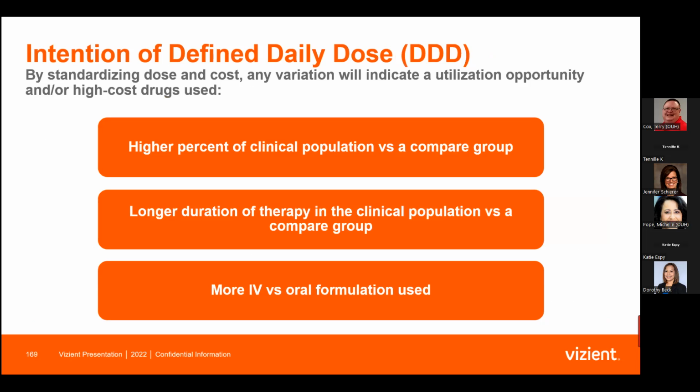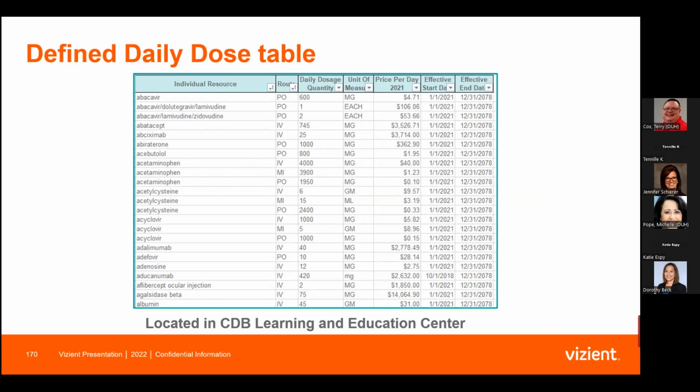And these are the use case scenarios for the defined daily dose. Again, if you're looking at a population where you're using a lot more of the clinical resource versus a comparison group, you can find an opportunity there. If your organization is using a drug for an extended period of time versus the comparison group, again, you could find an opportunity there. And then the same with more IV versus oral. As you know, IV drugs are more expensive. And then here's a screenshot of the DDD table. It provides you with the daily dose dollar amount for each drug. Again, it's available in our learning center.